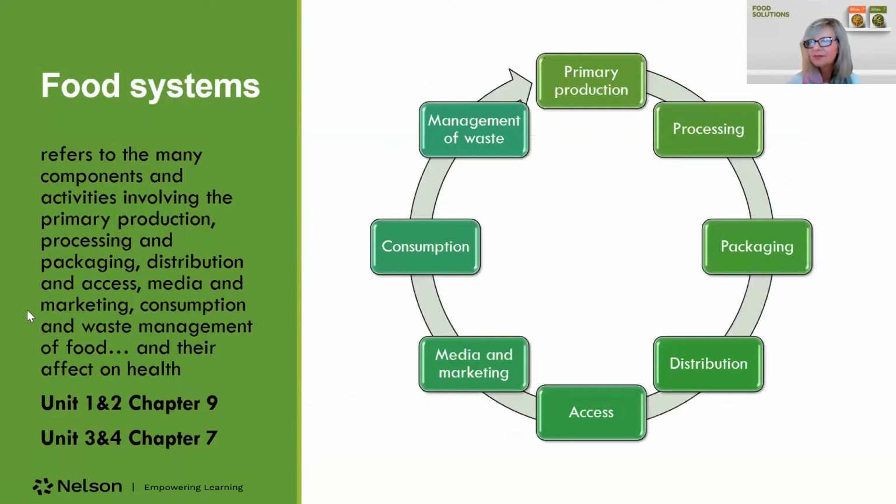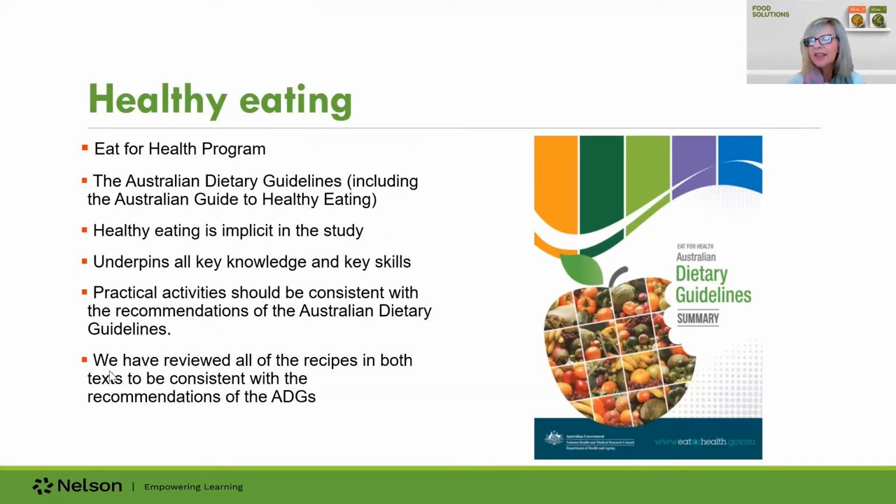Thanks, Susanna. So we come to our little diagram of the food system. Again, very similar to what we're familiar with, and you'll see, as Laurel mentioned, that this is a fundamental underpinning concept that we're going to be working with for the next few years. So in Units 1 and 2, it's heavily focused on Chapter 9, and in Units 3 and 4, we've got Chapter 7. There are many different iterations or diagrams of the food system, but these are the main points that we need to develop key knowledge and key skills around. Thank you, Susanna.